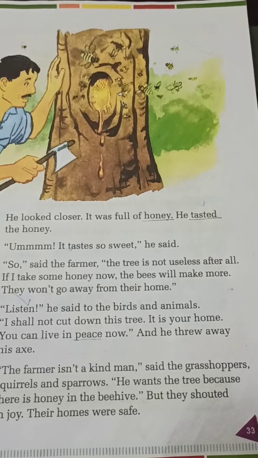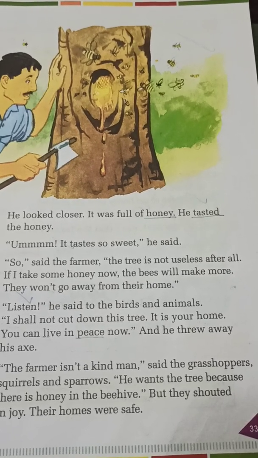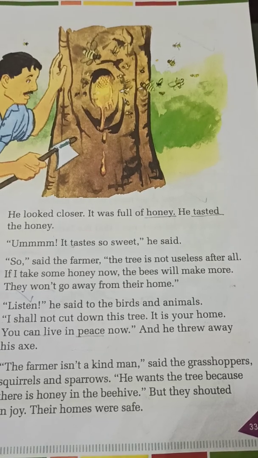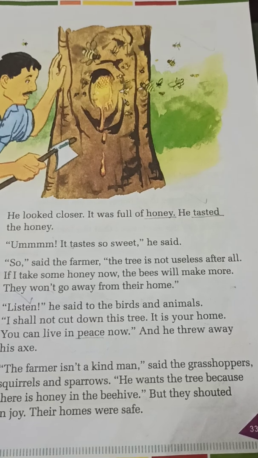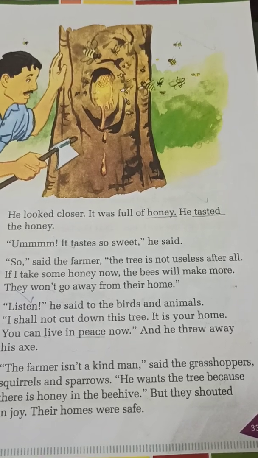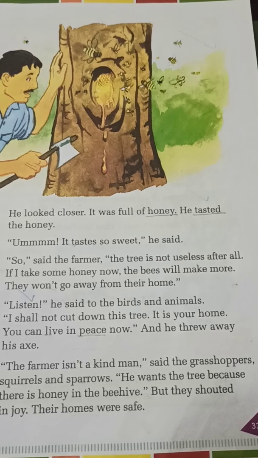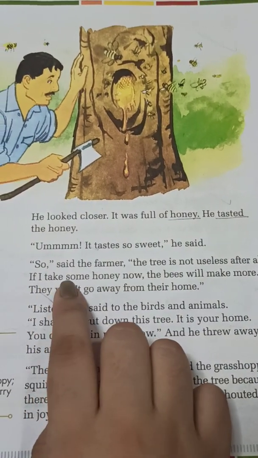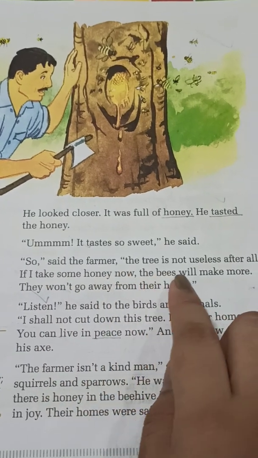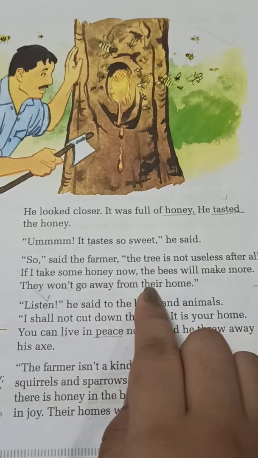And inside the beehive, the bees were making honey, isn't it? So the farmer tasted the honey, and it tasted so sweet. Now the farmer likes the honey, so he does not want to chop down the tree anymore. So what did he say to himself? If I take some honey now, the bees will make more. They won't go away from their home.